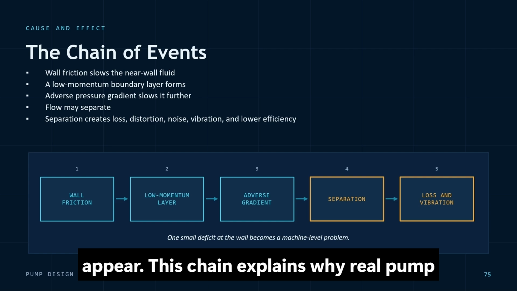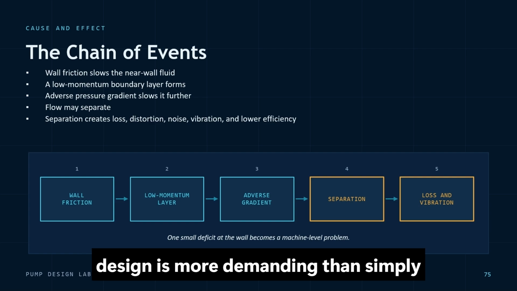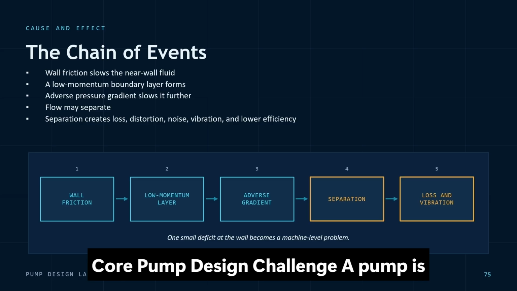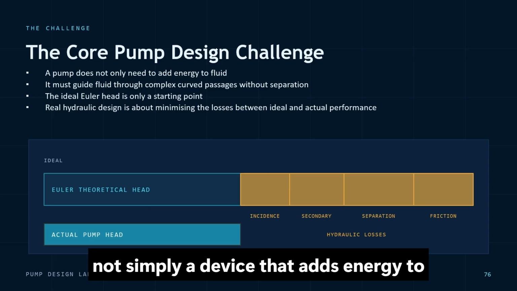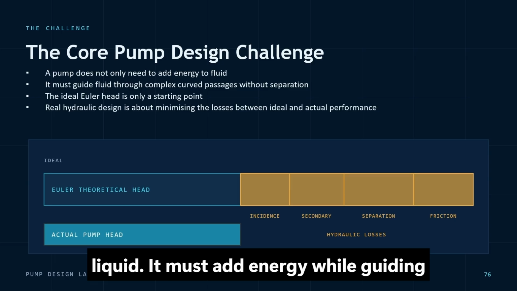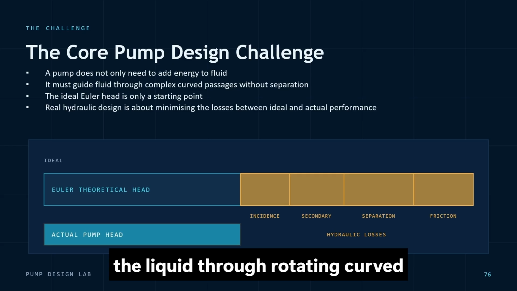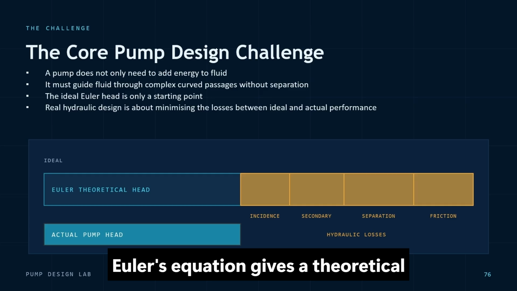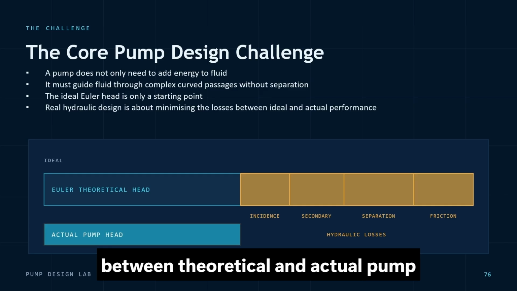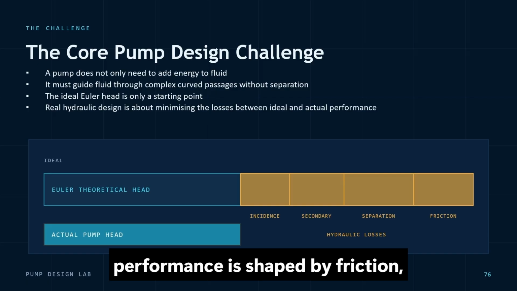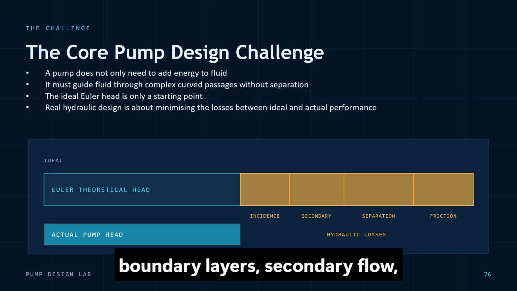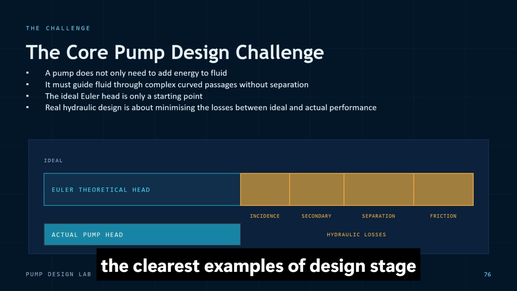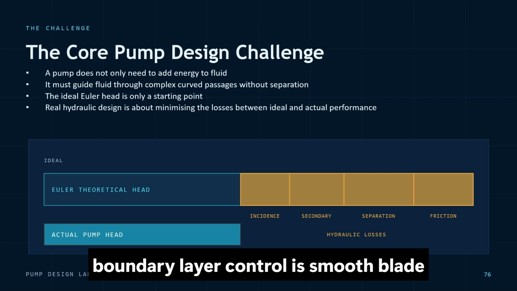This chain explains why real pump design is more demanding than simply calculating theoretical Euler head. The core pump design challenge: a pump is not simply a device that adds energy to liquid. It must add energy while guiding the liquid through rotating, curved passages without creating excessive loss. Euler's equation gives the theoretical energy transfer. But the difference between theoretical and actual pump performance is shaped by friction, boundary layers, secondary flow, mixing, leakage, and separation. One of the clearest examples of design stage boundary layer control is smooth blade loading.